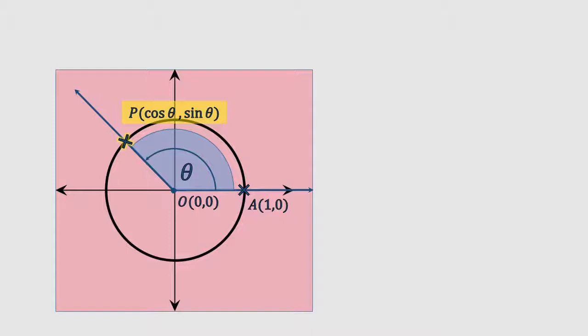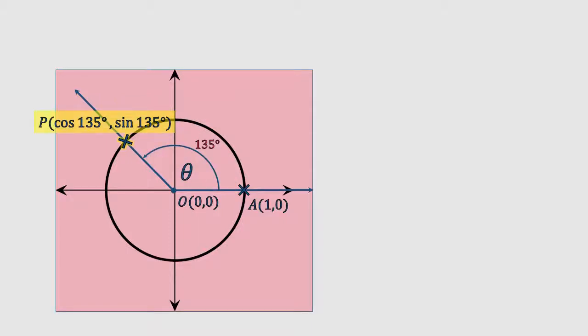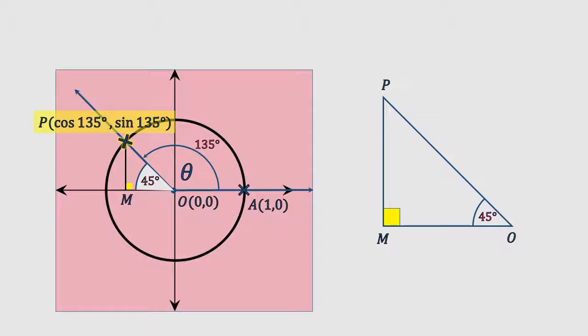Let's, just for the sake of beginning with, take theta to be 135 degrees. The base angle is 45 degrees. The perpendicular from P to the x-axis meets the x-axis at, say, M. Triangle PMO has been magnified to the right for the sake of convenience.